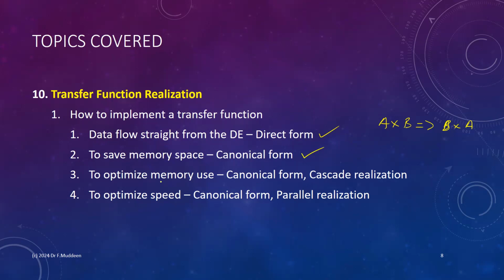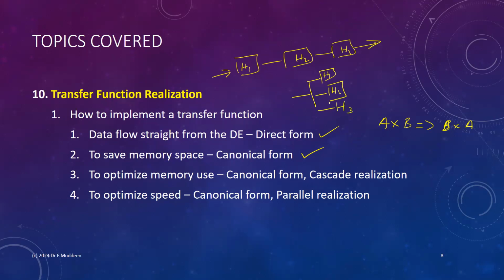And then if memory is an issue, then basically what you do is that you take a transfer function and you break it up into a number of smaller transfer functions, and you perform the operation in cascade. So this would be H1, H2, H3, and then you have an answer. If you wanted to optimize speed, then you did everything in parallel. So you had H1, H2, H3, right? And then you summed up the answer at the end.